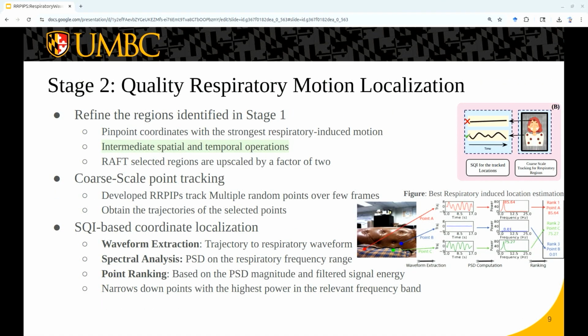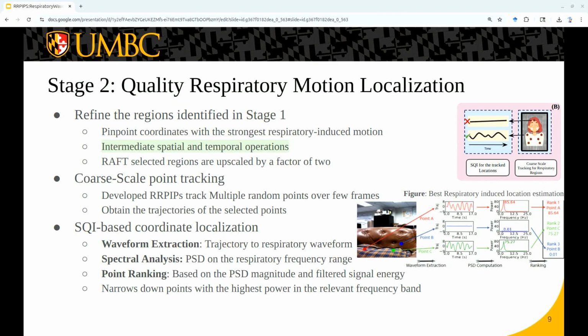Building on stage 1's candidate points, in stage 2 we pinpoint the exact localization where the most breathing is happening. For that, we upscale the selected regions two times, and then use RR-PIPS to track these points in those localized regions.